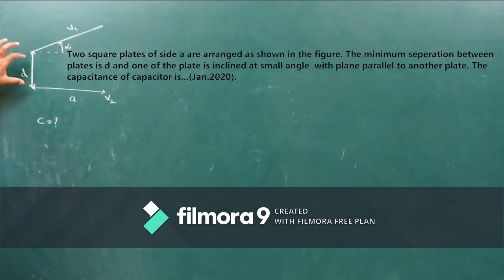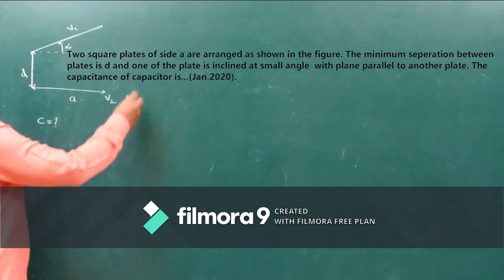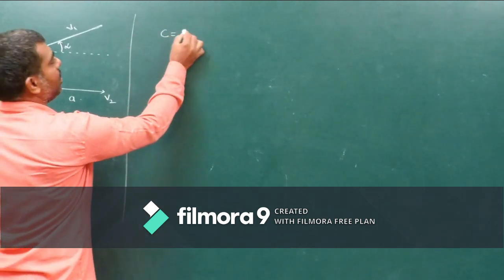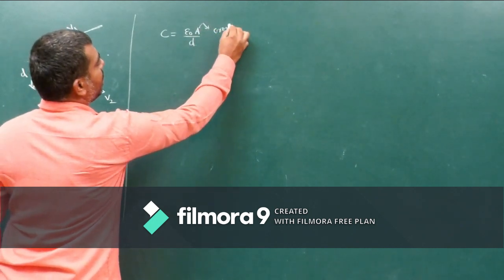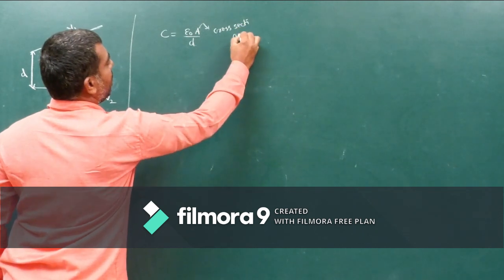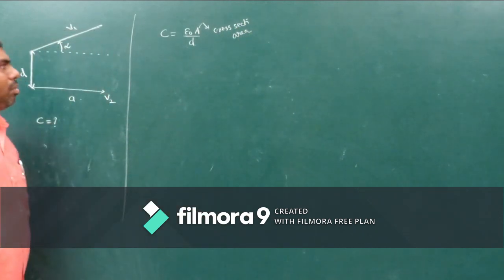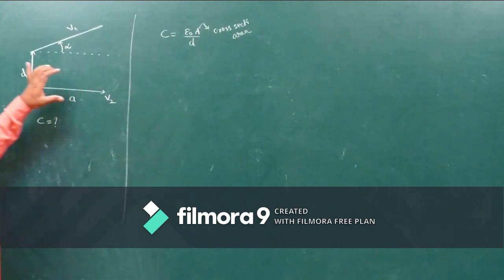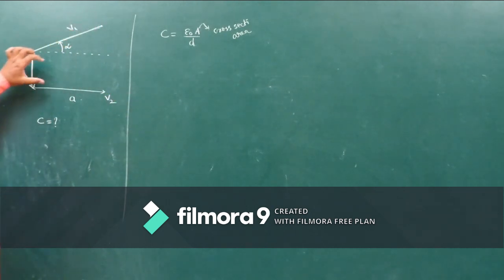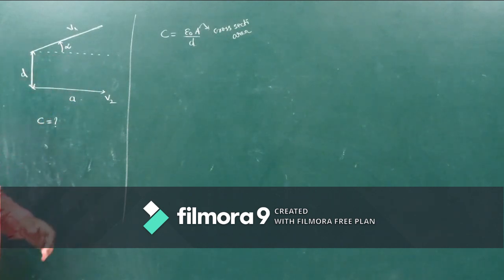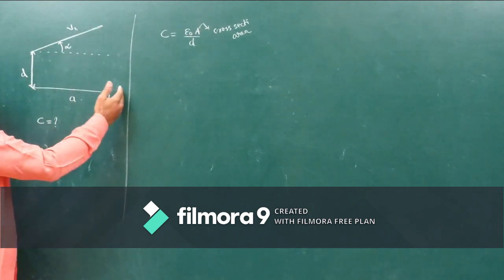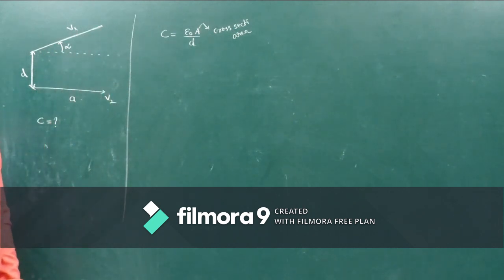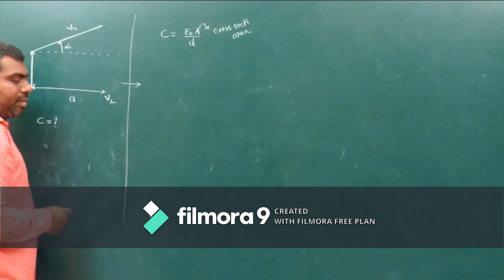When the two plates are exactly parallel to each other, we already have the equation: capacity equals epsilon naught A divided by D, where A is the cross-sectional area. That is the direct equation. But here the distance between the two plates is simply increasing as you go from one end to another. So by considering this much distance from here to here, what is the capacity of the capacitor? That is the question. Before solving it, let me rewrite the diagram.